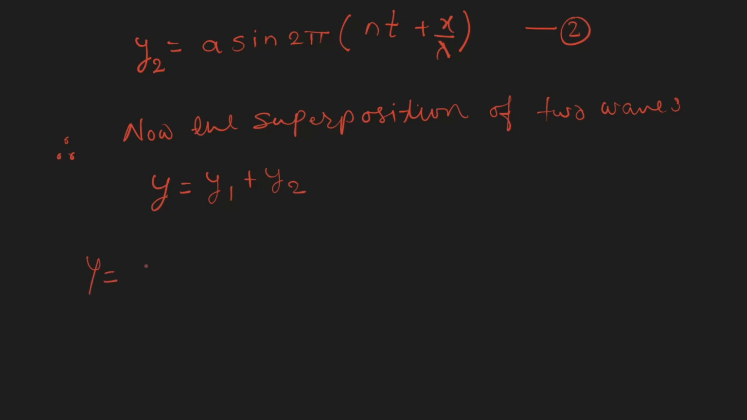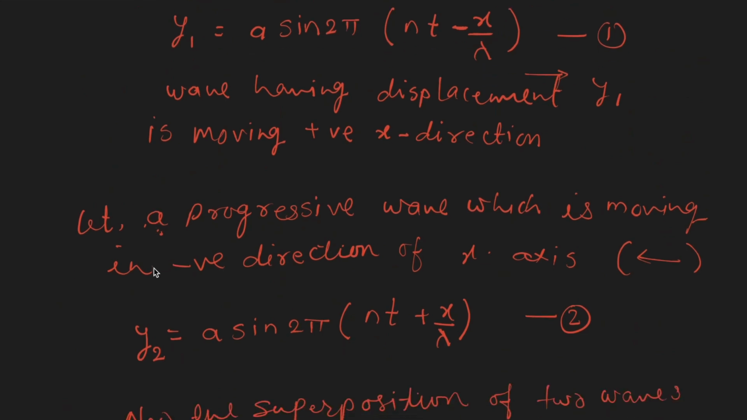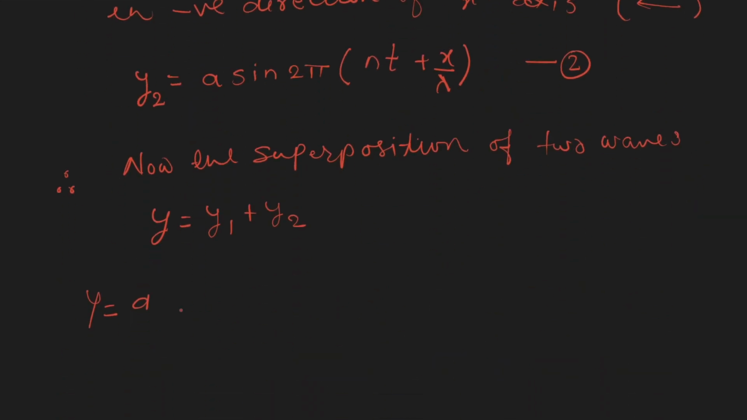What is equation 1? A sin 2 pi in bracket nt minus x upon lambda. A sin 2 pi n into t minus x upon lambda.